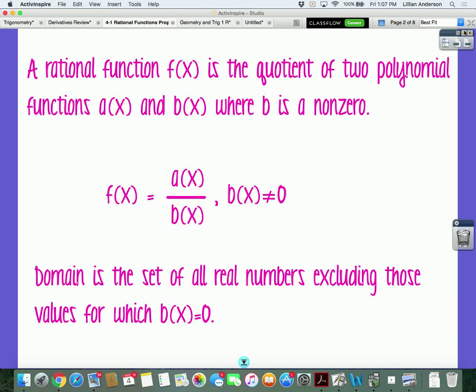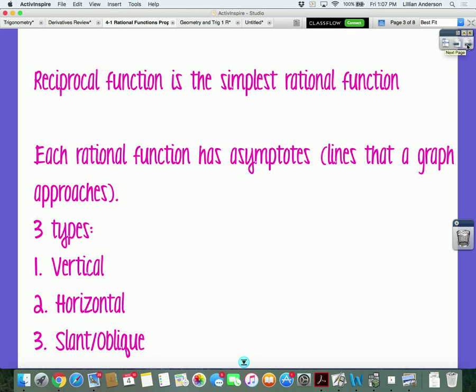This should be familiar. We actually dealt with rational functions at different points already this year. The reciprocal function. Y'all remember that parent function? That is the simplest rational function you have. 1 over x. 1 would represent that a of x, because even 1 is a polynomial function, and then b of x would be the x part. Remember, it looked like this? The most basic one.